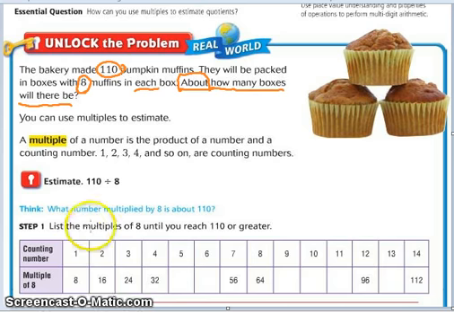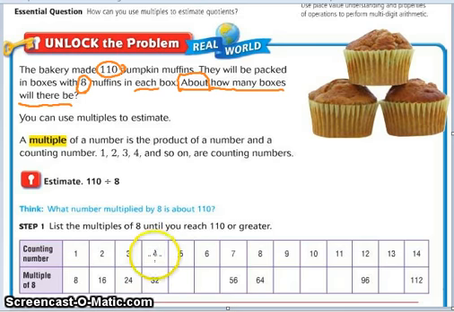Step 1. List the multiples of 8 until you reach 110 or greater. Multiples, multiplied, very closely tied. So in order for us to get the multiples of 8, we have to use the counting numbers. 1 times 8 equals 8. 2 times 8 equals 16. 3 times 8 equals 24.